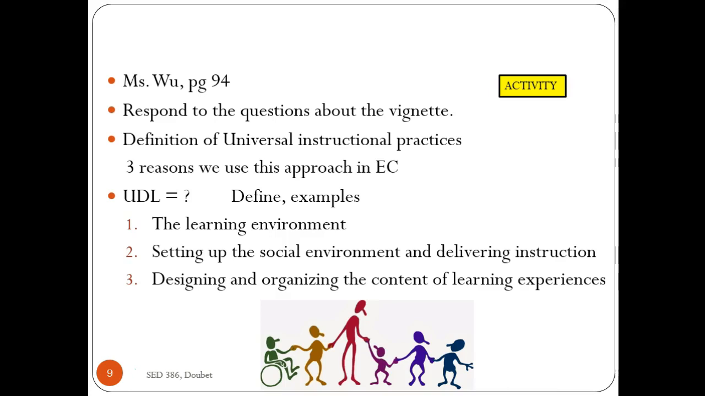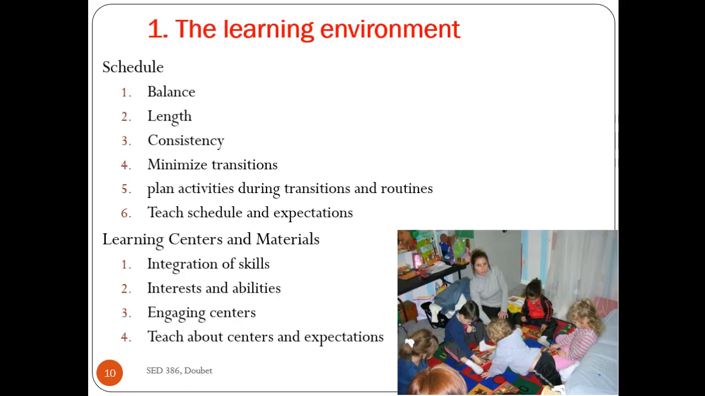And then thinking about engagement, both the adults and the students in the room. Okay? And then you're going to figure out UDL and define UDL. What does this mean? And give some examples. And that is your task number 4 on your assignment list there. So thinking a little bit about universal design for learning in the learning environment, the social environment, and delivering instruction, and then the learning experiences themselves. So let's talk about each one of those as we wrap up our lesson number 6.